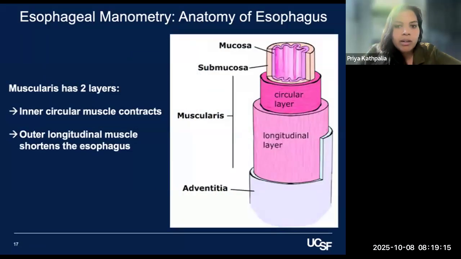So there are 4 layers of esophageal tissue. Just outside the lumen is the mucosa, then you have the submucosa, then the muscularis, and then the adventitia. The muscularis has 2 muscle layers, the inner circular layer as well as the outer longitudinal layer. And the longitudinal muscle tends to shorten the esophagus, while the circular muscle is what forms the lumen occluding contractions. And so it's this combination of these localized contractions that is ultimately responsible for peristalsis.